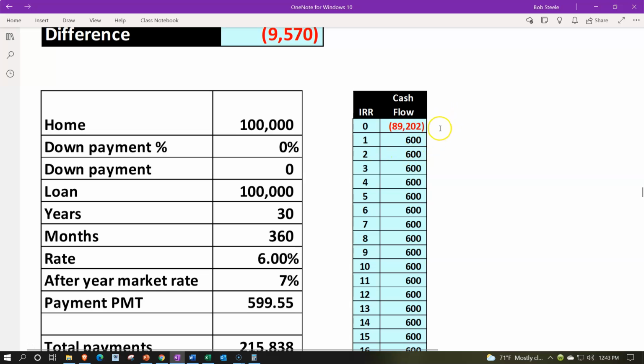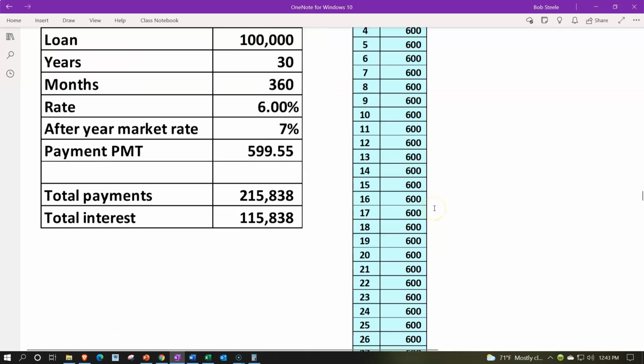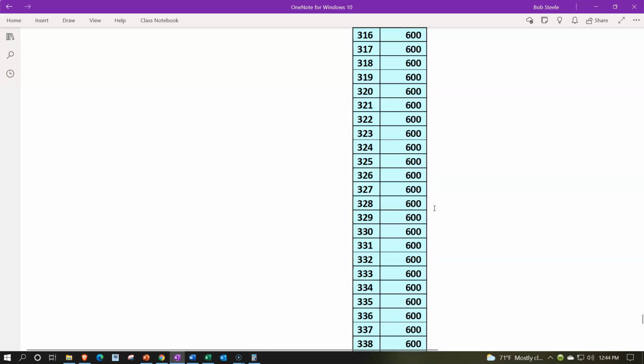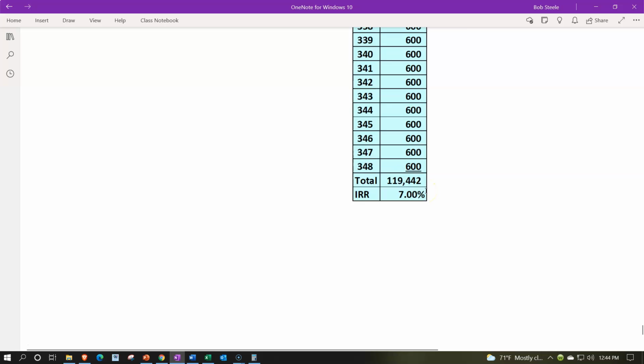And we were to take this and say, okay, so I'm going to pay the $89,202, which we figured up here, and then I'm going to receive these payments back, the $600 on the loan, and we valued this all the way down. We'd have the total of the $119,442 over the 348 periods, which is 29 years times 12. And then if we took the IRR calculation, the rate at which this series of payments would be zero, it would be 7%, right? That's where we're backing into that 7%. It would be valued at that 7%.